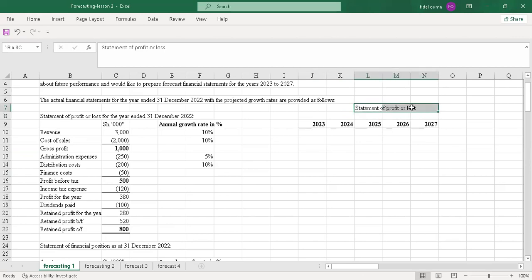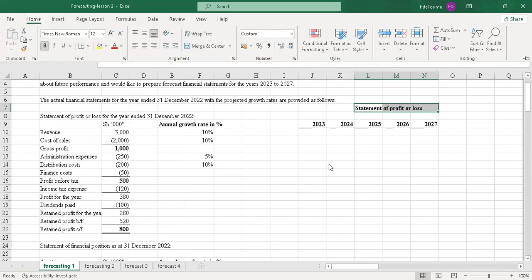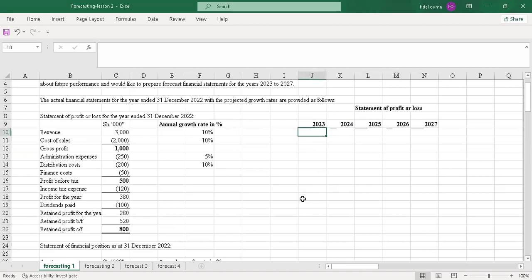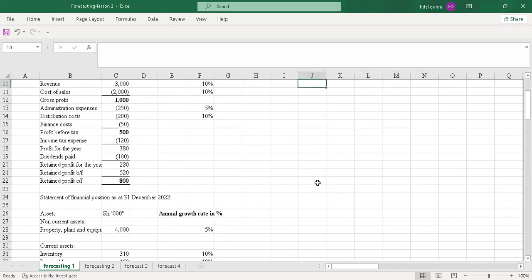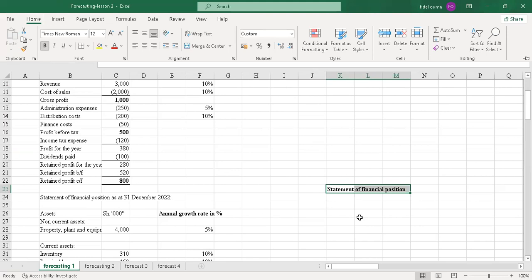So I just highlight this, then I'll bold it. Yeah, then the same I'll do to statement of financial position. So I just write statement of financial position. And we also bold this. Yeah, I'll bold it.